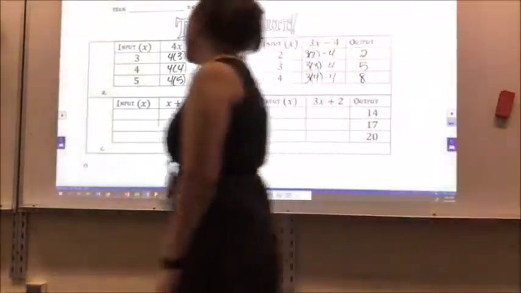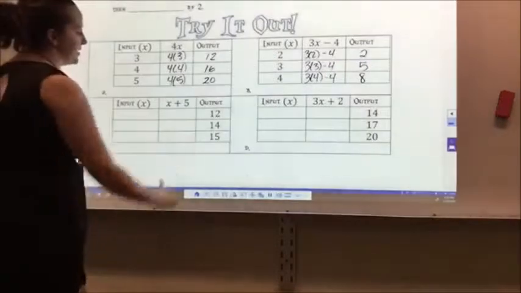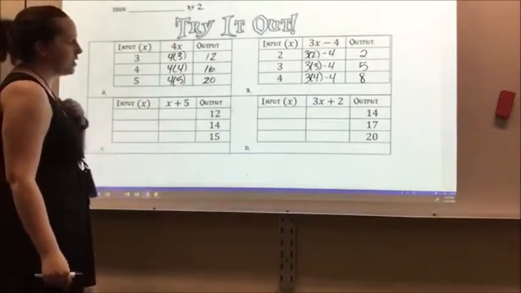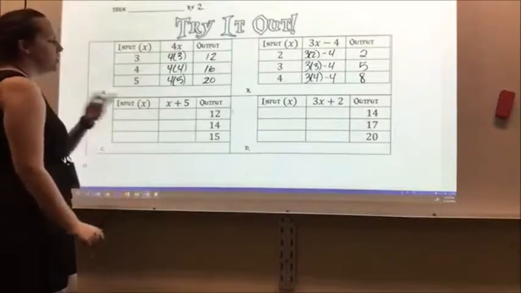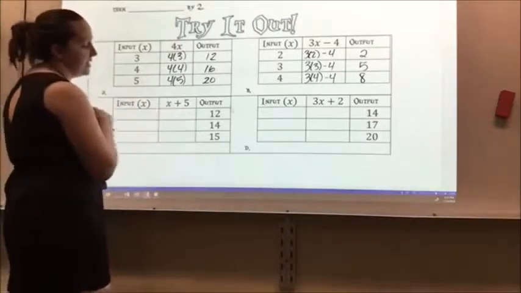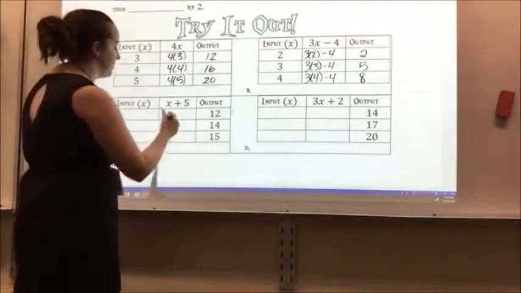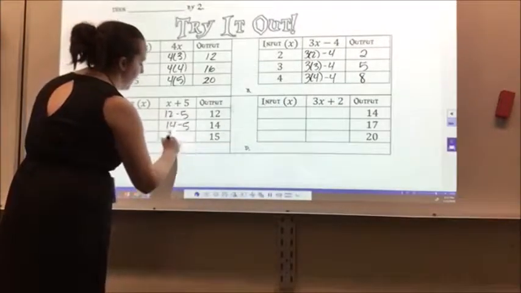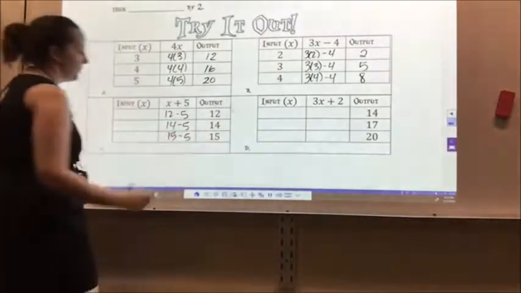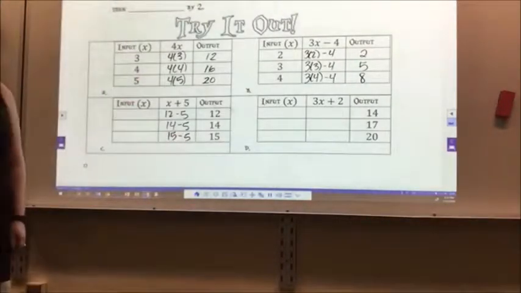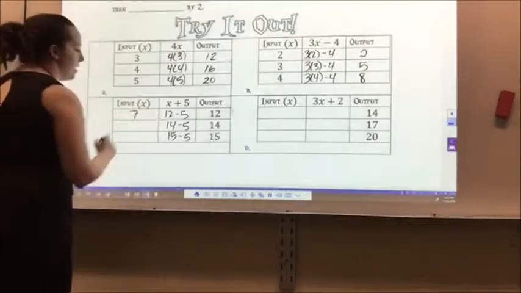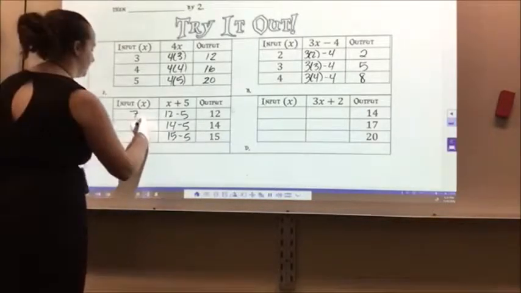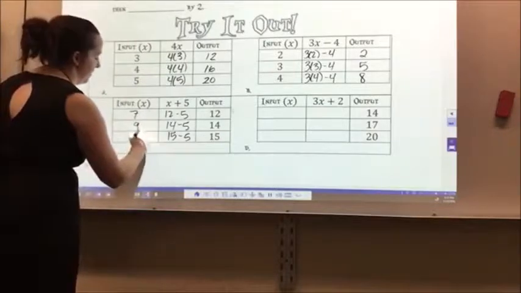For letter C, I need to find my inputs given the outputs. So I have 12, 14, and 15. My function rule is x plus 5. So I need to subtract since the opposite of addition is subtraction. So I need to do 12 minus 5, 14 minus 5, 15 minus 5. 12 minus 5 is 7. 14 minus 5 is 9. And 15 minus 5 is 10.